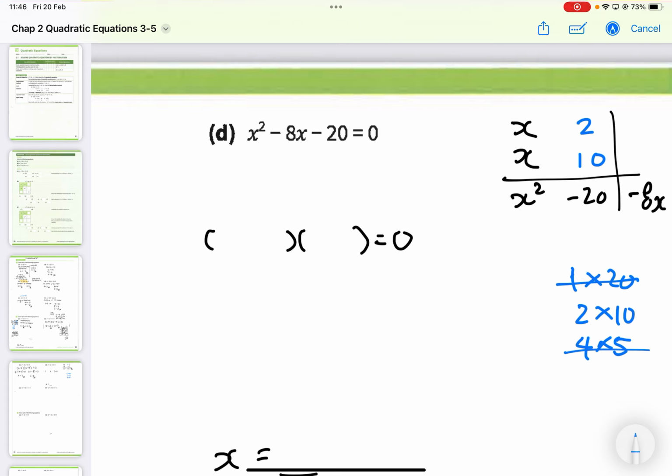Then one of them must be negative. 2 times 10 is positive. Only when one of them is negative, then I can get negative 20. So I want to think, which one negative? 2 negative or 10 negative? Then I look here again. Negative 8. Negative bigger number. So I must give my negative to 10. If I give the negative to 2, then this one plus this one is still positive. Only when the bigger number is negative, then when I add them together, it will become negative.